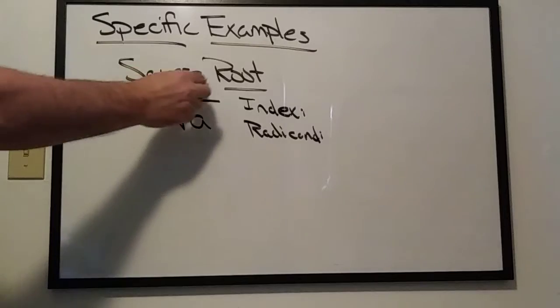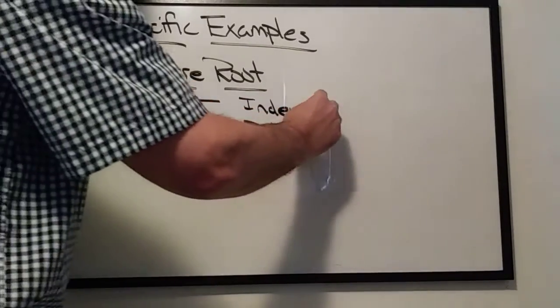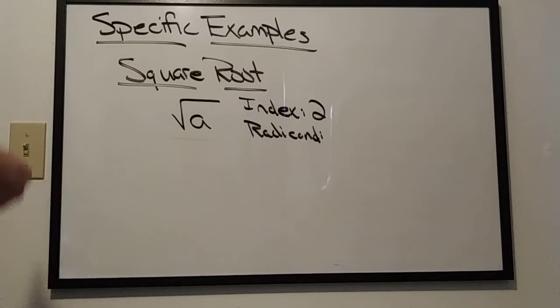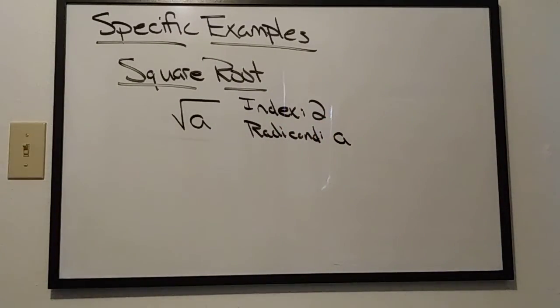The answer goes back to the idea that this is a square root. So the index is, in fact, 2 when you don't see something written down. And the radicand, once again, is the number under the radical, so the radicand in this case would be a. So the question then is, what does this square root ask us to do? Let's write that in words.